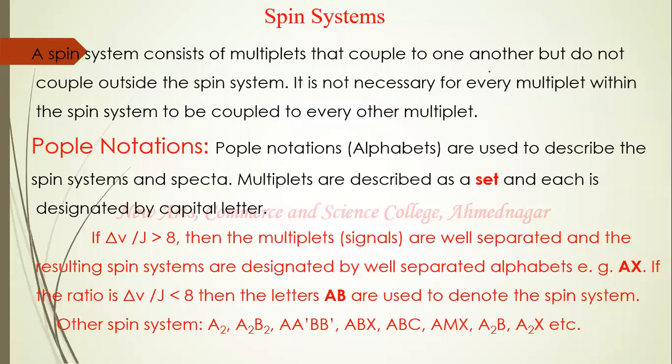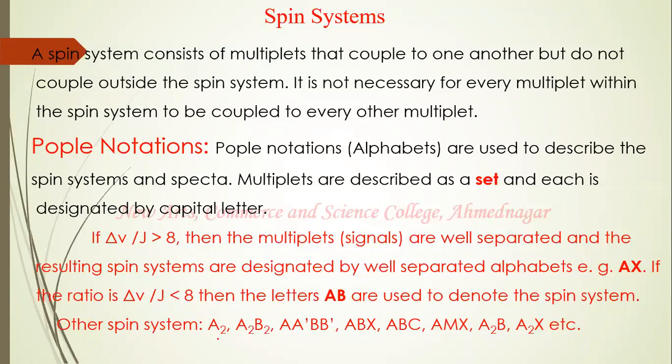Multiplets are described as a set and each is designated by a capital letter. For example, if two protons have very close chemical shift values, then we can use alphabets which are close to one another. In this case, let us have AB alphabets. So the two protons can be given the name AB. Or if there are two protons which have a large difference in their chemical shift value, then we can call the two protons A and X. So depending on the chemical shift difference, we can give different names to the spin systems.